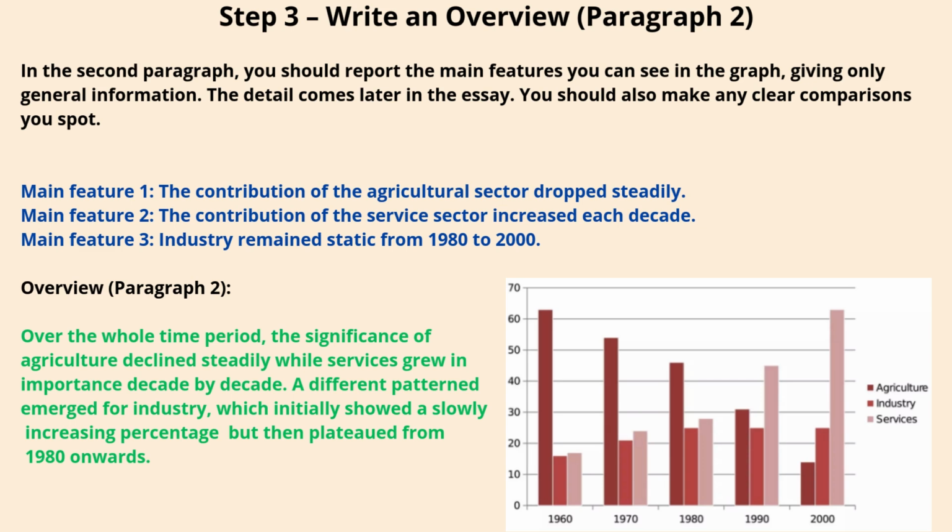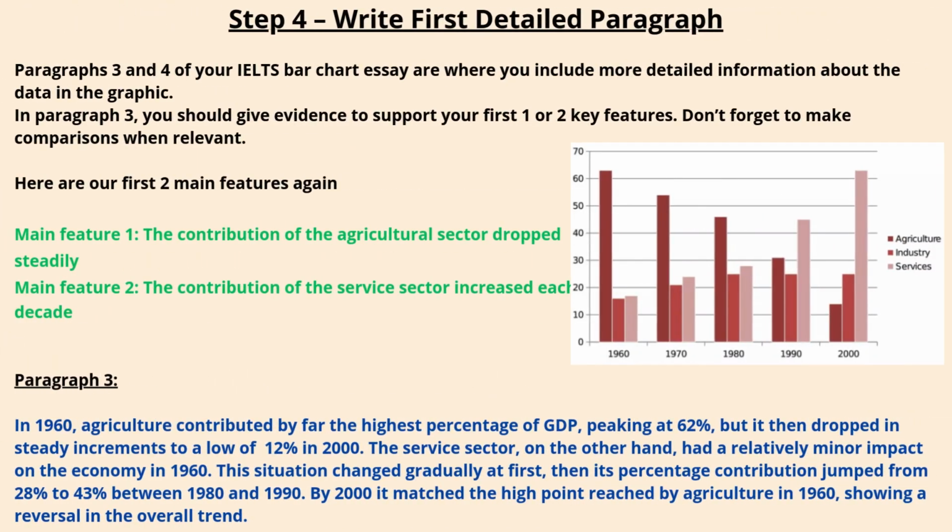This will provide a clear and concise summary of the data's main features. Step 4 focuses on providing the detailed evidence to support your main features. In this paragraph, you'll explain the specific data trends that you mentioned in the overview, offering exact numbers or time frames to give a clearer picture of the information.